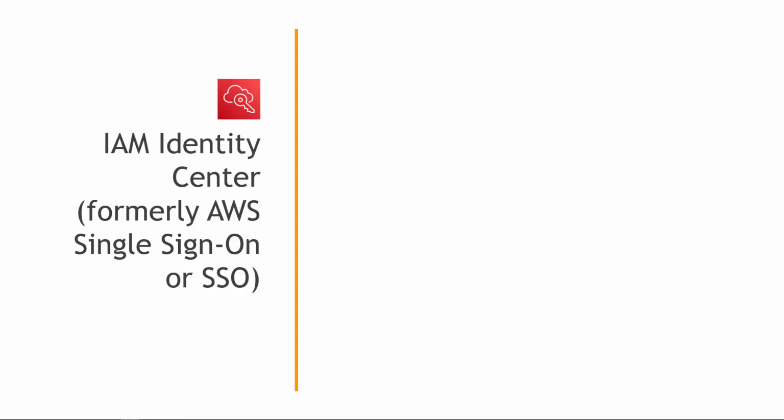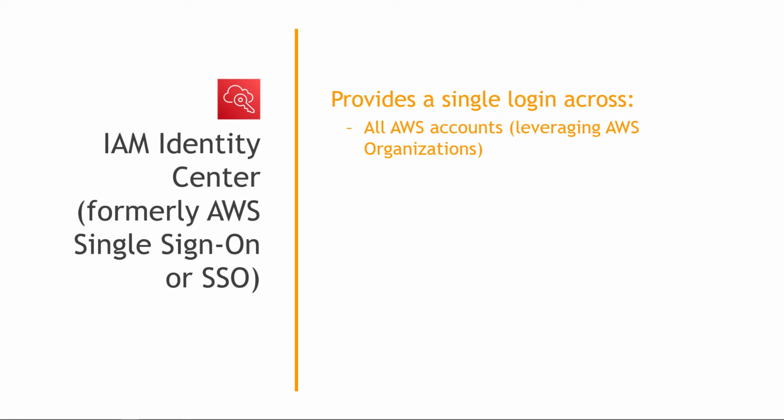First things first with the name. IAM Identity Center used to be called AWS Single Sign-On, or SSO. So if you see SSO in any old documentation or training, then just know that it's been updated to be called Identity Center. And as the name implies, with this service, you get a single login across all of your AWS accounts, leveraging AWS Organizations. More on those in just a minute.